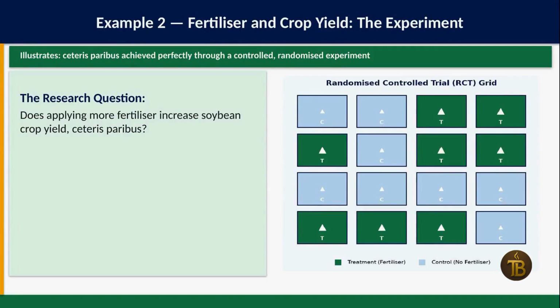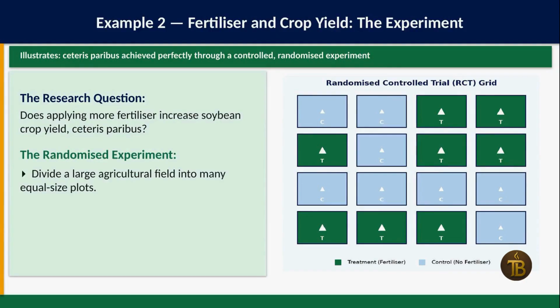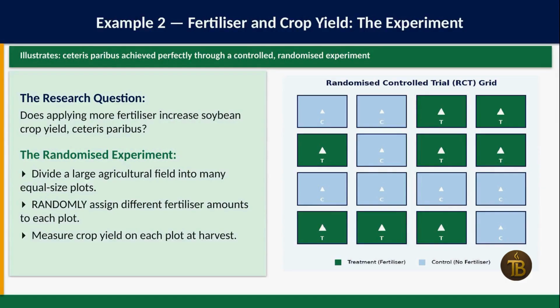Let's see ceteris paribus achieved perfectly through a controlled, randomized experiment. The research question: does applying more fertilizer increase soybean crop yield, all else equal? Here's how you'd run the experiment. Divide a large agricultural field into many equal-sized plots, randomly assign a different amount of fertilizer to each plot, and measure the crop yield on each plot at harvest.